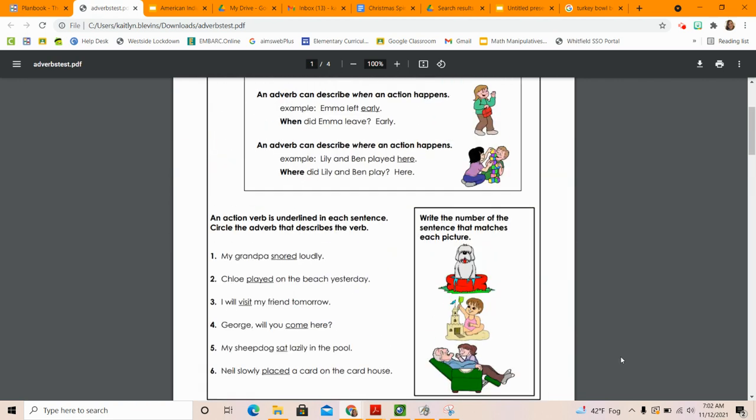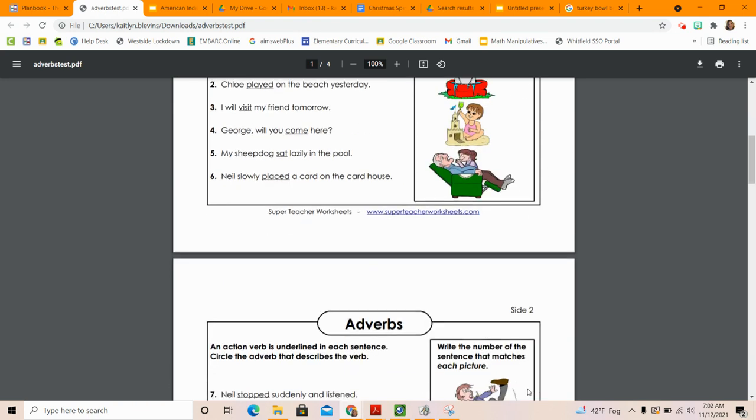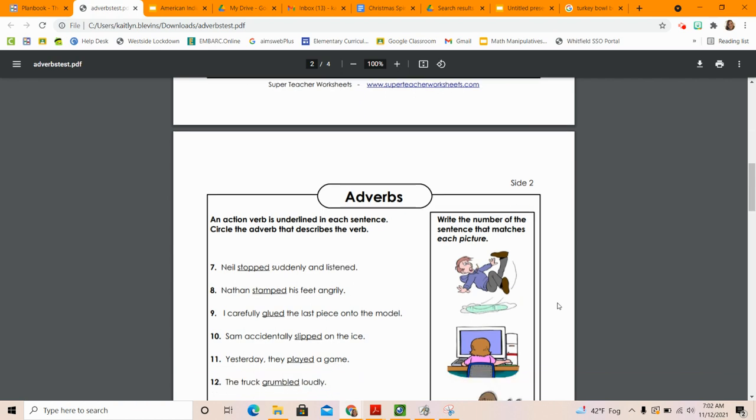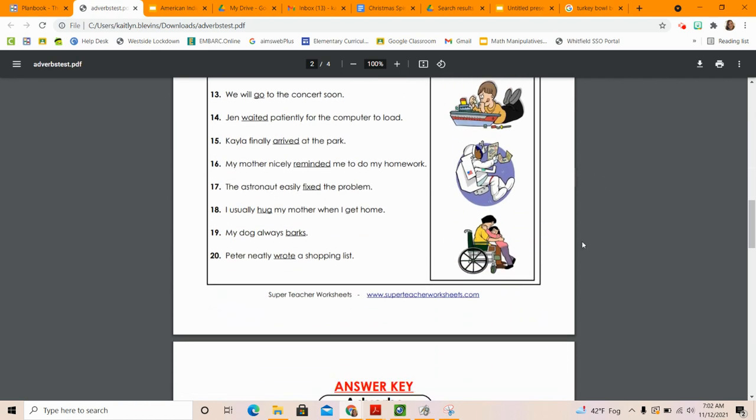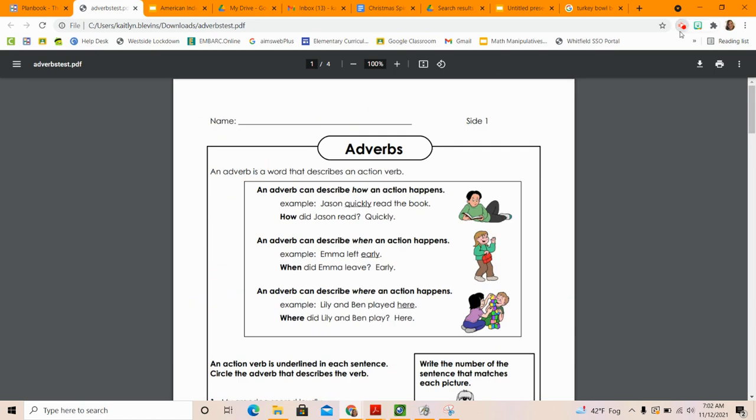Okay. You're not going to do the write a sentence that matches each picture. You're not going to do that, so just mark it out, unless your teacher told you to, but I don't think you need to do that. All right. That's all. When you're done, turn it in.